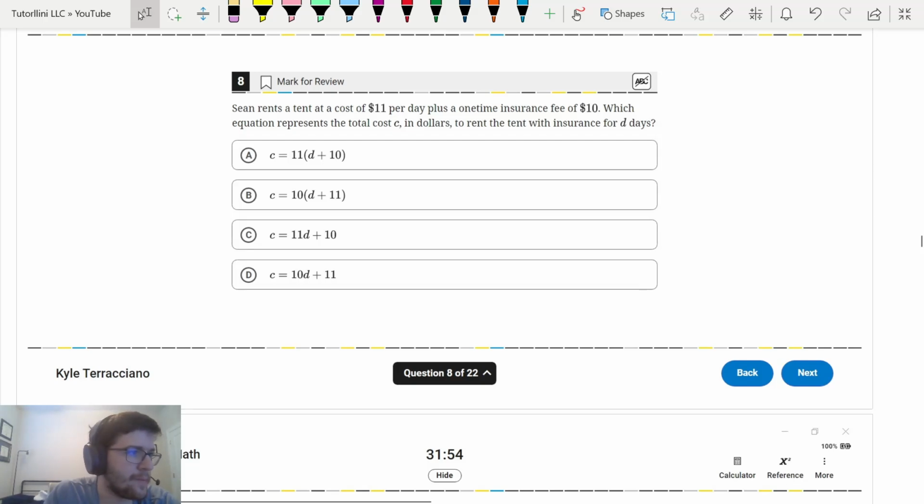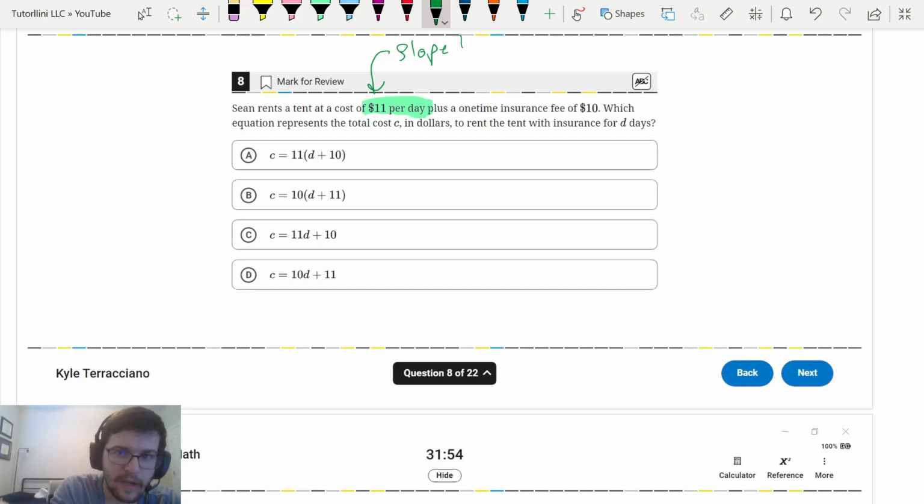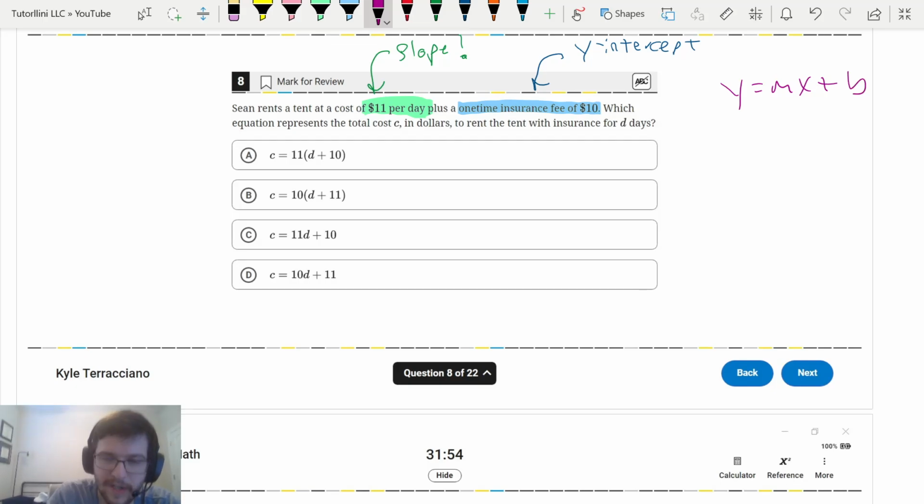Okay, Sean rents a tent, $11 per day. Okay, so this is a rate. So this tells you slope. And then the flat fee or the one-time fee, however you want to call it, that tells you the y-intercept, okay? So y equals mx plus b, m is the slope, b is the y-intercept.